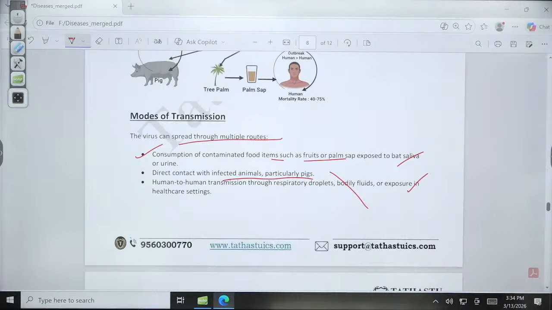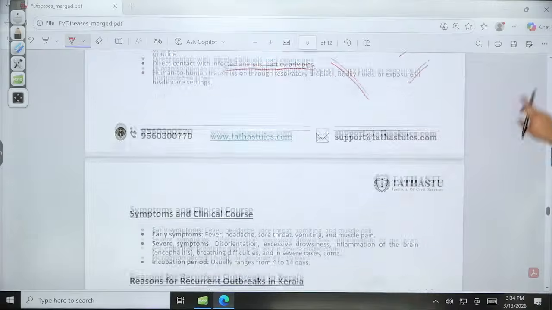So please remember, Nipah virus is a communicable disease. It is a contagious disease. Human to human spreading is also seen in case of Nipah virus. That was not seen in case of malaria, that was not seen in case of dengue virus, but it is seen in case of Nipah virus.